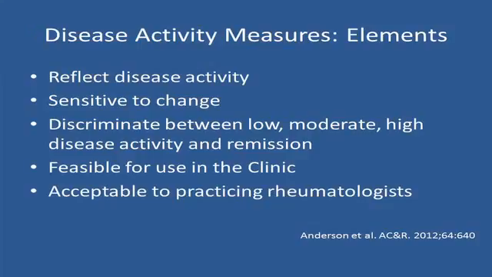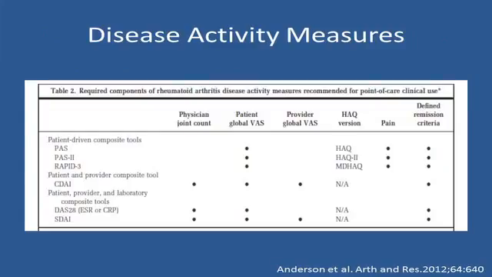measure should have. It should reflect disease activity, it should be sensitive to change, it should discriminate between low, moderate, high disease activity and remission, and it should be feasible for use in the clinic and acceptable to rheumatologists who practice in academic or clinical centers. So in this document, they came up with 6 disease activity measures which they endorsed and basically said to rheumatologists, use what you choose to use, that these would be acceptable.